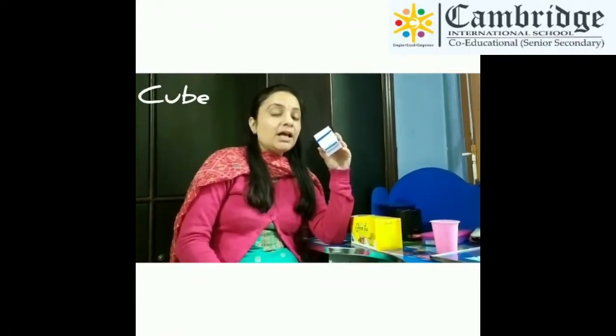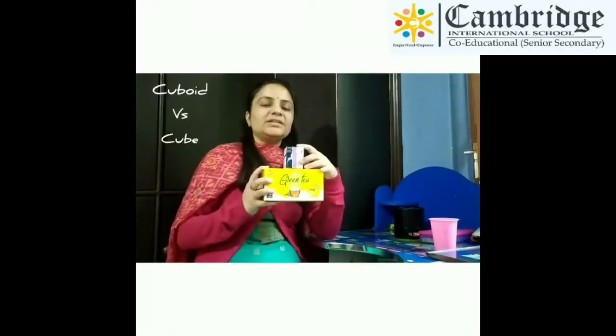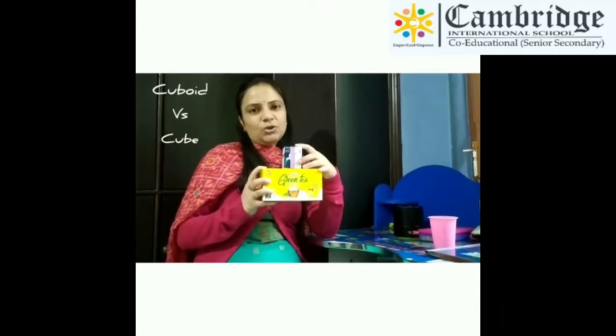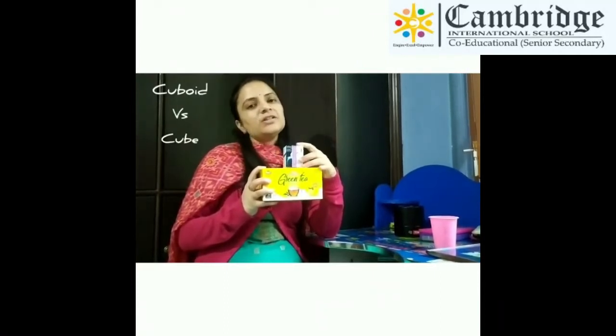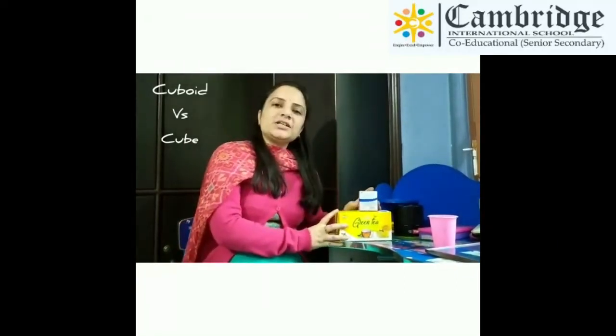What is this? This is a cube. It has 6 faces, 12 edges and 8 vertices, like a cuboid. So what is the difference? The difference is that in a cuboid, only opposite sides are equal, whereas in a cube, all sides are equal. Now, after this, you will study Euler's formula.